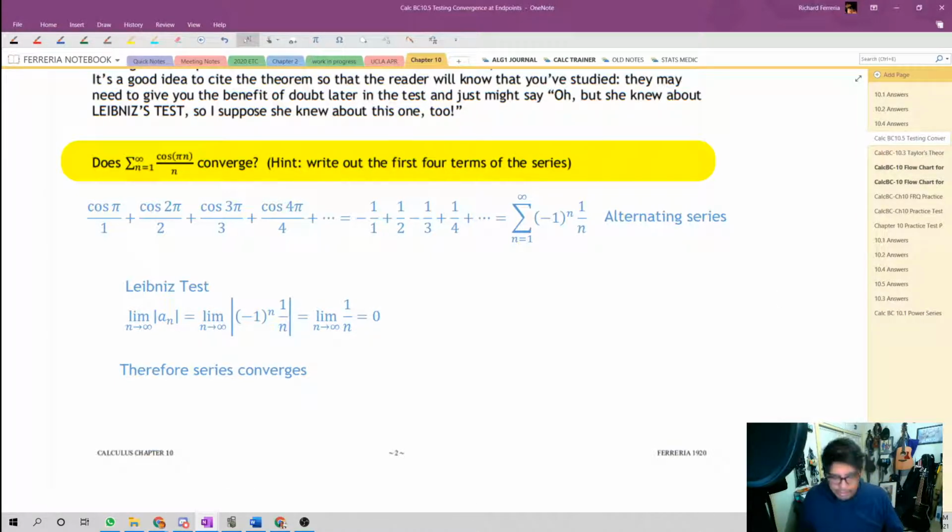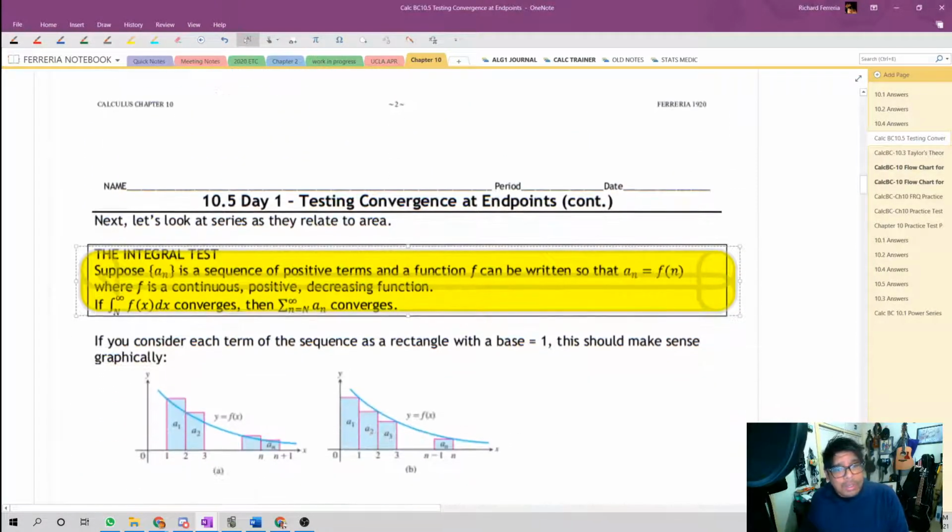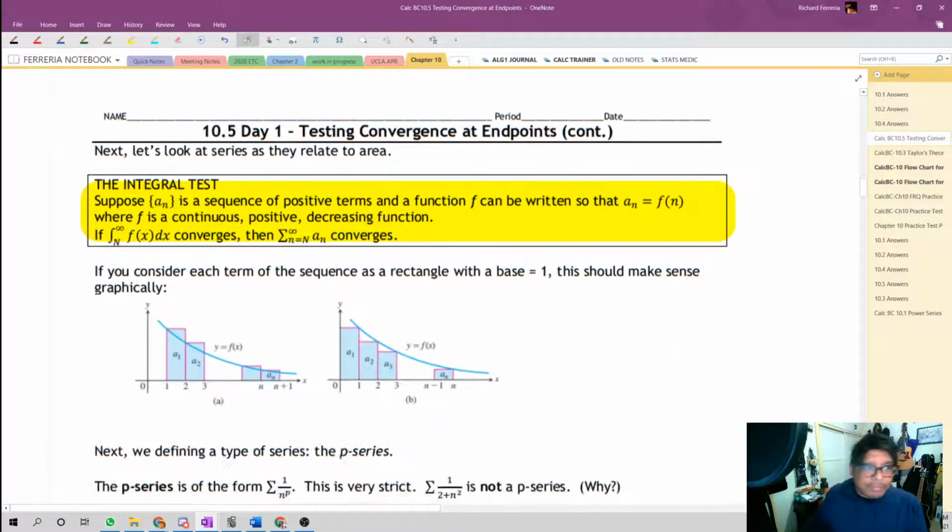It's just one limit. Now moving on from the Leibniz test, we're going to move to another test which has everything to do with area, and it is the integral test. And so here's the idea. We're going to take the general term and we're going to turn it into a function of n, and then we're going to replace the function of n with x.